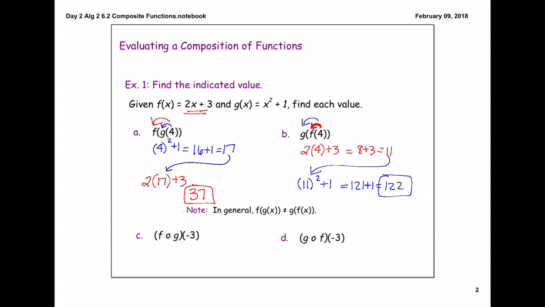In general, f of g of x does not equal g of f of x. So remember, order of operations is really important. So they, in general, do not equal each other.